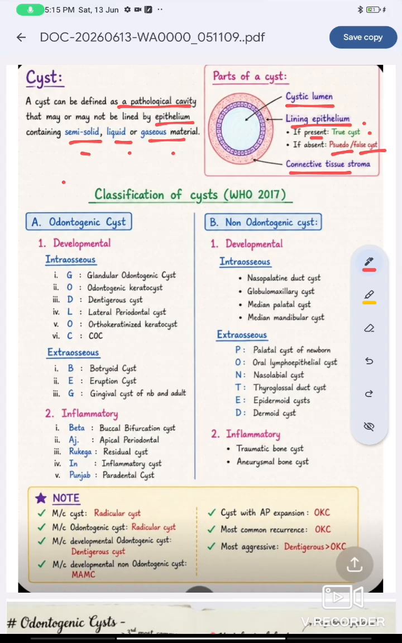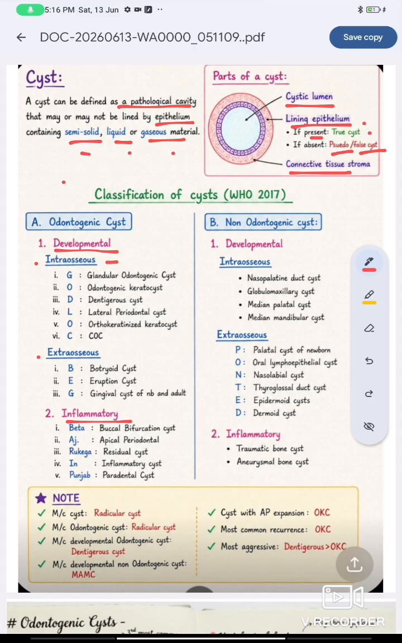First, we have odontogenic cysts. Odontogenic cysts are those that are derived from the odontogenic epithelium. These may be classified further as developmental odontogenic cysts and inflammatory odontogenic cysts. Coming to the developmental odontogenic cysts, they may further be classified into intraosseous and extraosseous.